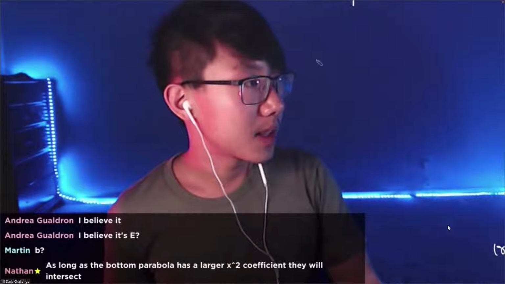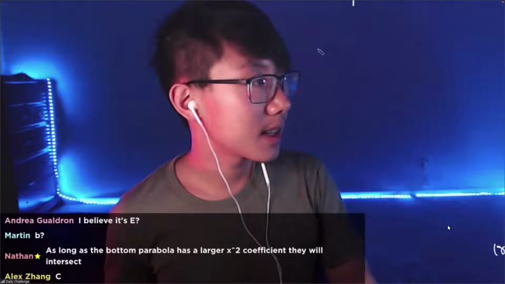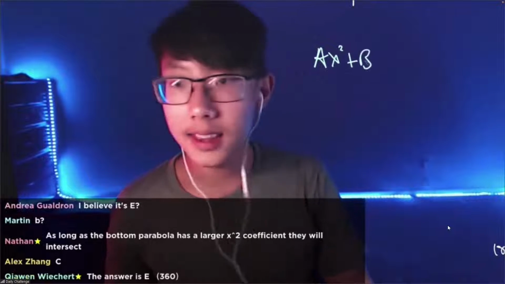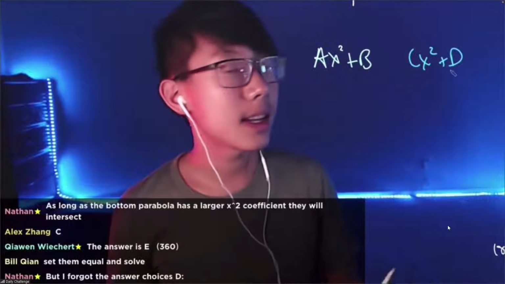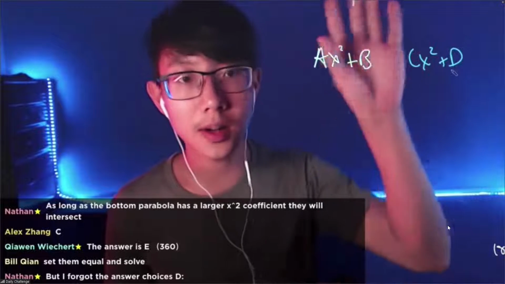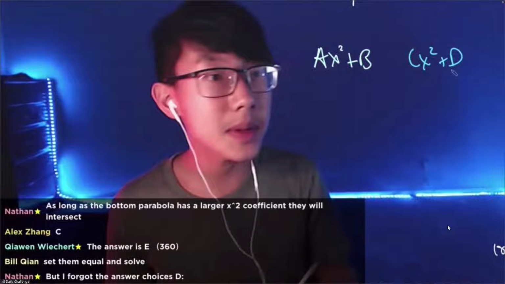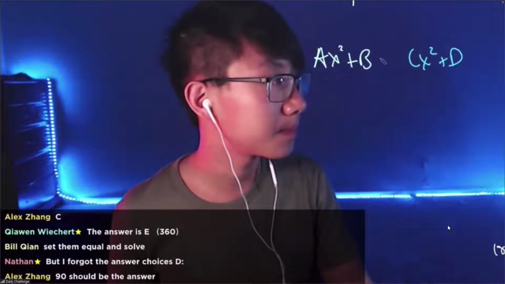I'm just going to copy down the equations we have. We know we have ax squared plus b, and at the same time cx squared plus d. These are the y coordinates in the graph. And if they intersect, that means at some point they're going to be equal.